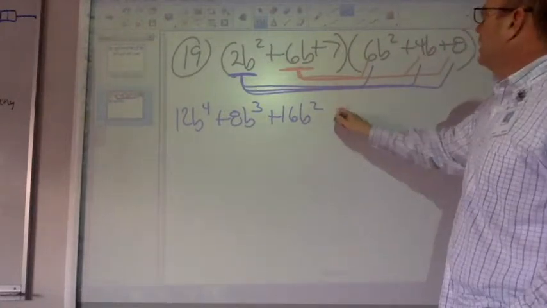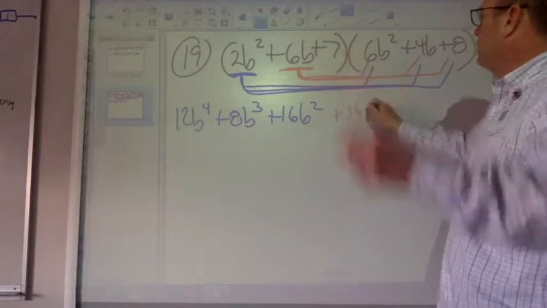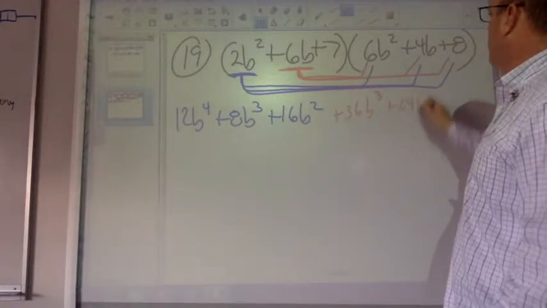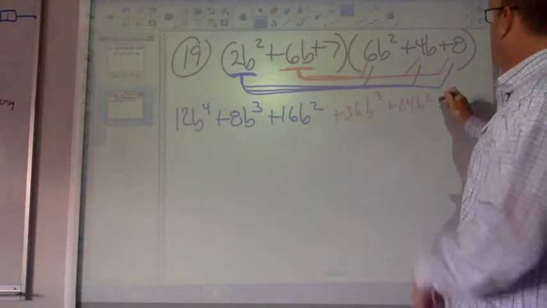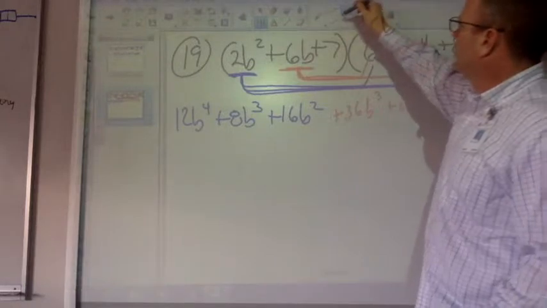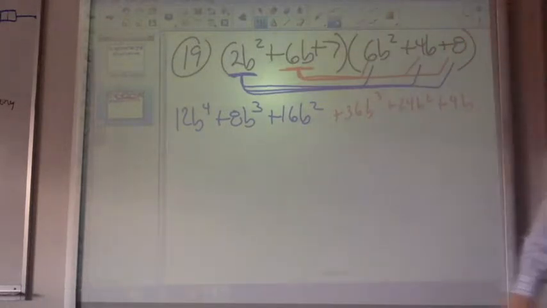So now I'm going to get 36b to the third plus 24b squared, and then plus 48b. Now, I kind of ran out of room, but we'll squeeze more in there. Does that make sense right there? I'm not combining any like terms. I'm just changing all the colors so you can see how things are being distributed. So what's the last thing that I need to distribute over the parentheses?